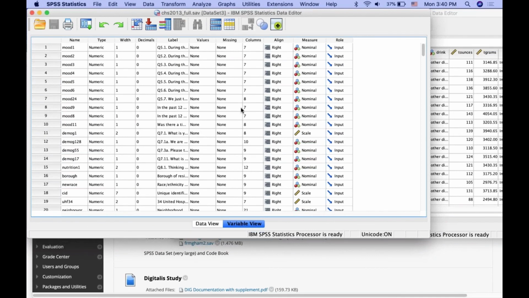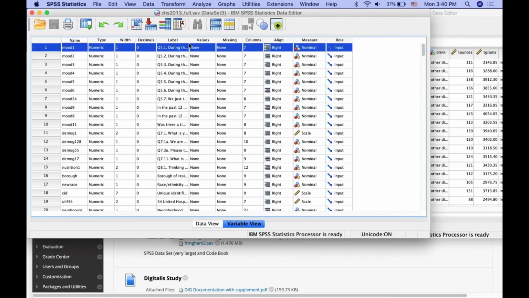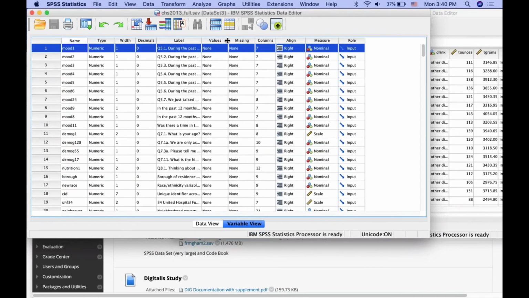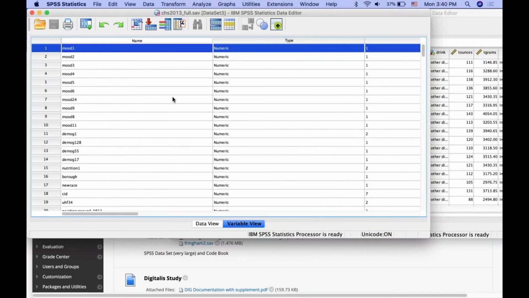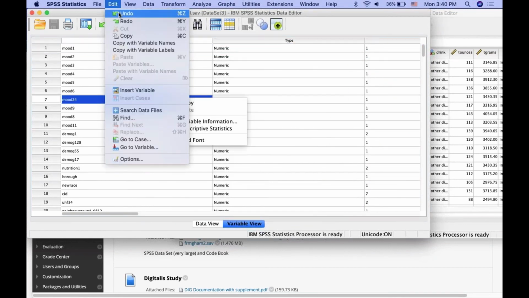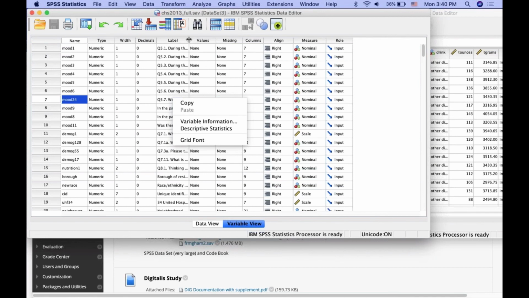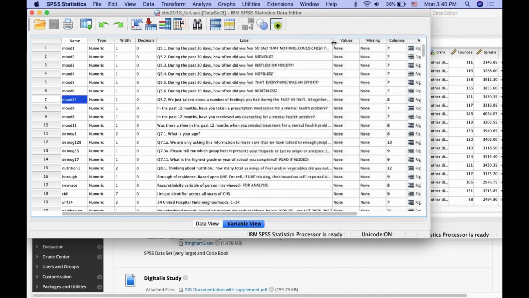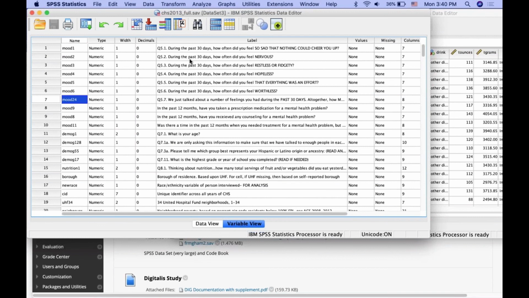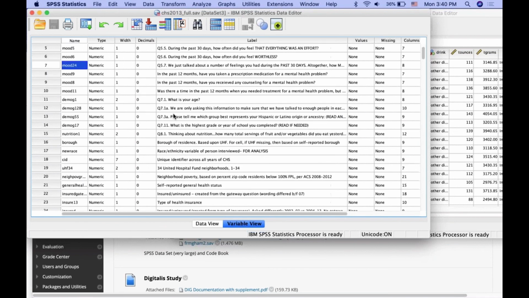So we go into the variable view, see mood 1 here. We can see a label that has carried over. And that label tells us that that question was, during the past 30 days, how often did you feel nervous? Right, mood 2 is that particular variable. What is your age? Demog 1 is what is your age, and so on. Okay, so that's very nice for what is your age, because that's a numerical variable, right?